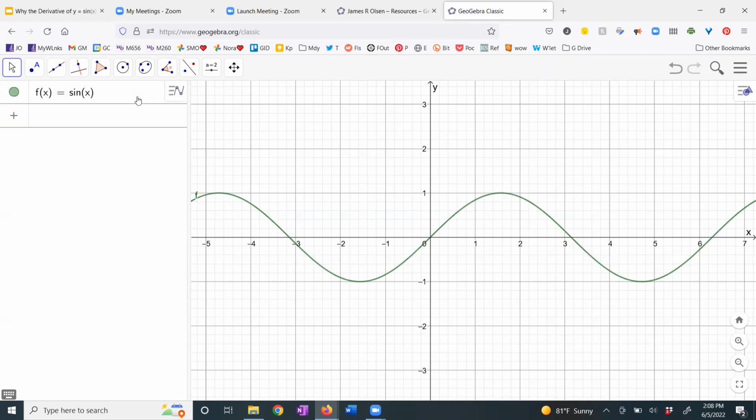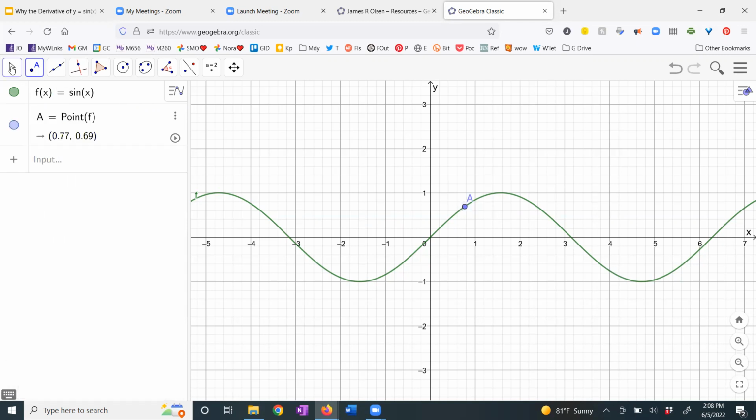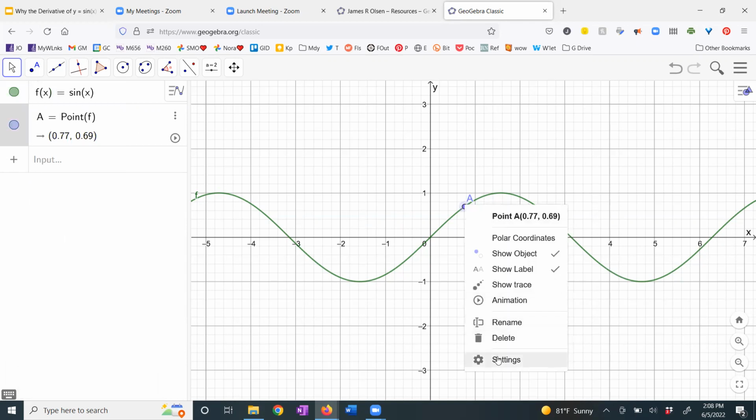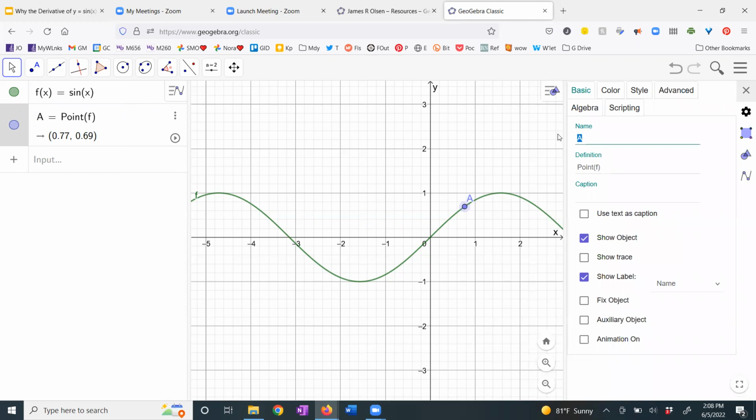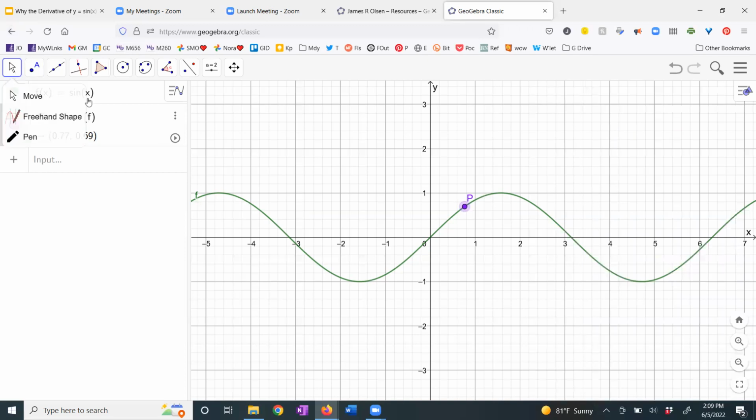And the nice thing about GeoGebra is you type that in the same way you would write it on a piece of paper. And what I'm going to do is I'm going to have a point on the curve here that is going to be following along the curve. And of course, we want to call the point P. So I'm going to go to the settings or the properties of that, and I'm going to call it P, and we're going to make it purple because we like purple. Okay, so let's just make sure that this traces on it. It's a point on the curve.